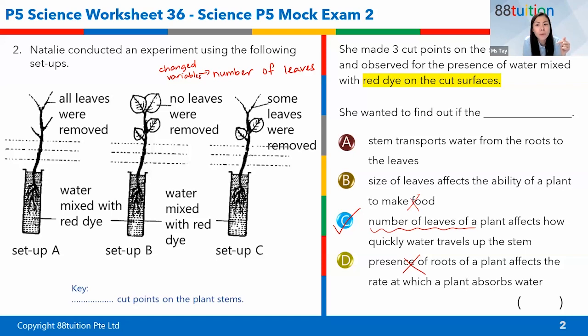What else? Water vapor. Water vapor only leaves the leaf. It doesn't go into the leaf. Must know this. Water only enters the plant via the roots, through the roots. Okay, water only enters the plant through the roots, but water is lost in the form of water vapor through stomata. Write it down. Okay.